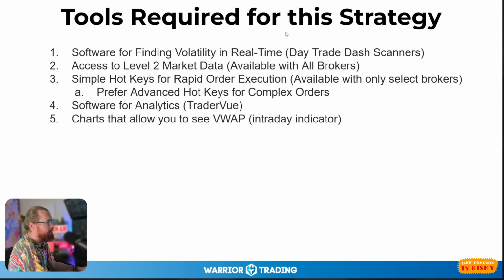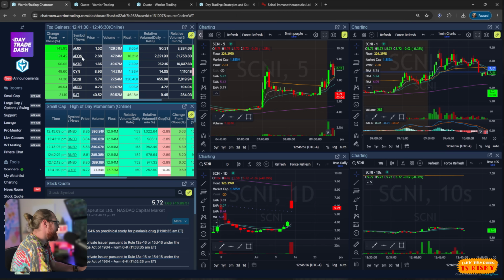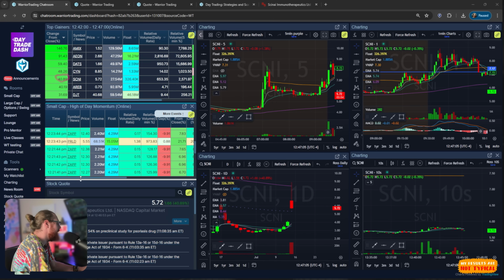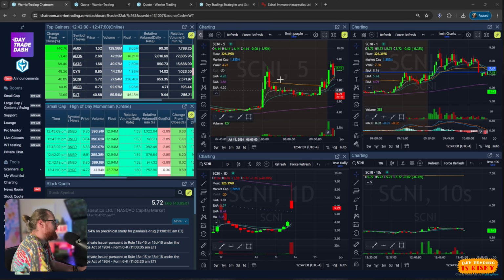So the tools required to trade this strategy, for the most part, are the same as any other strategy. You need to have some software for finding volatility in real time. So I'm using the Day Trade Dash scanners. As you guys know, that's what you're seeing in the background here whenever I'm pulling my charts up. So I've got my scanners right here. And of course, SCNI is sitting on the scan right now, up 41%. But earlier, as it was squeezing higher, it was on this scanner as well. And it was very obvious that this was a stock to pay close attention to. So you need to have your scanners.